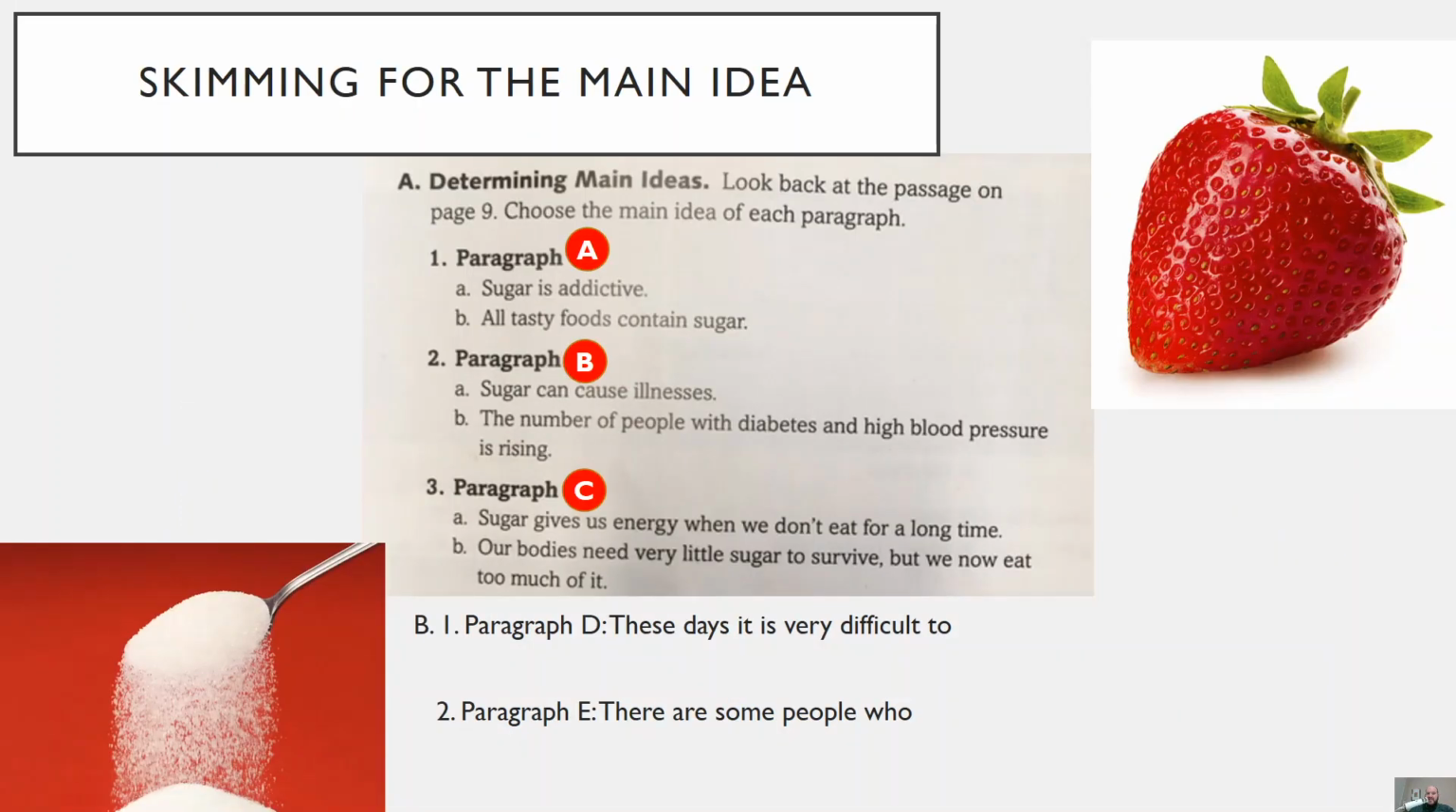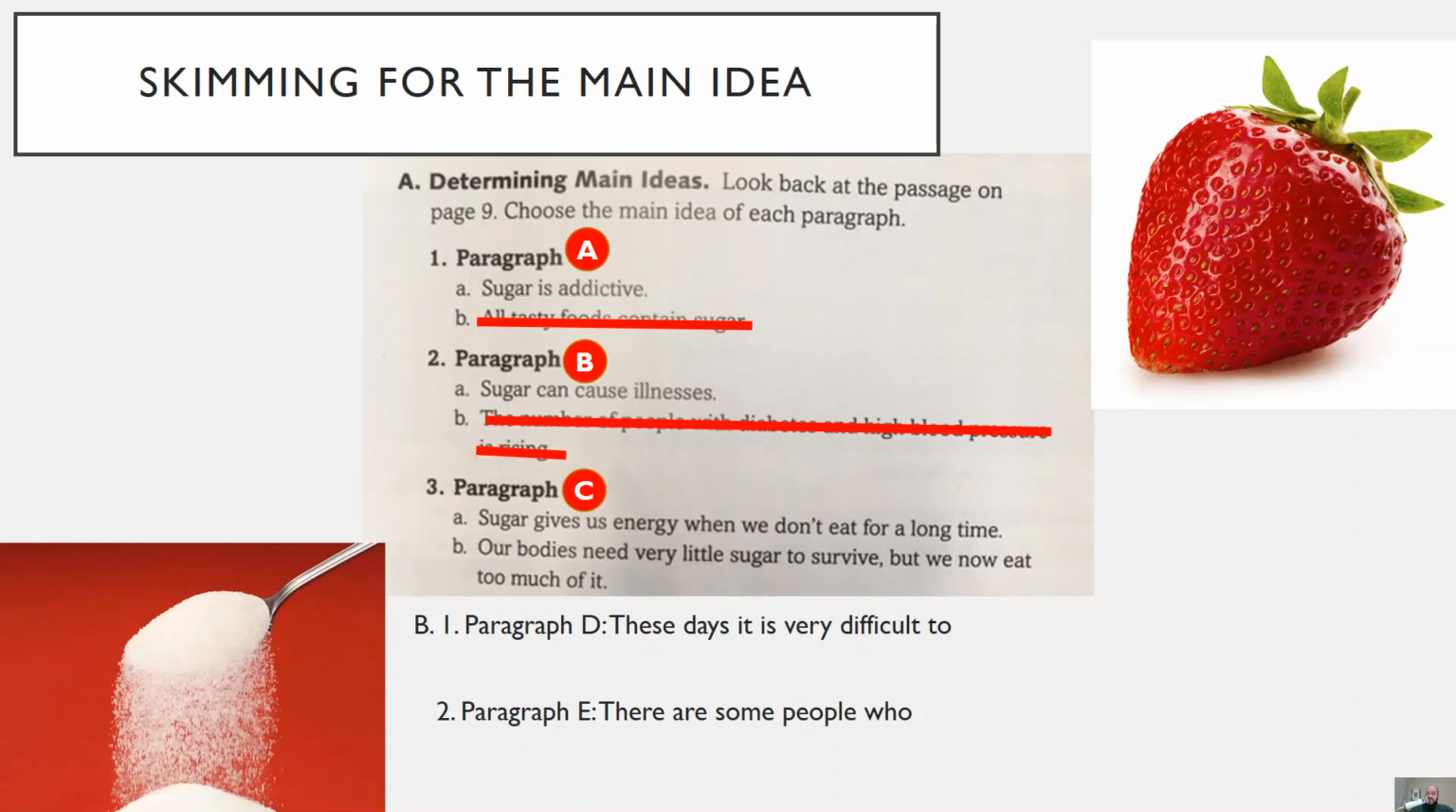Looking at the skimming for the main idea question. So, look at the passage on page 9. Choose the main idea. In paragraph A, it's this one. Sugar is addictive. That is the main idea. It's not the sub-idea, it's the main idea. Paragraph B, sugar can cause illnesses. This is what this paragraph is talking about.